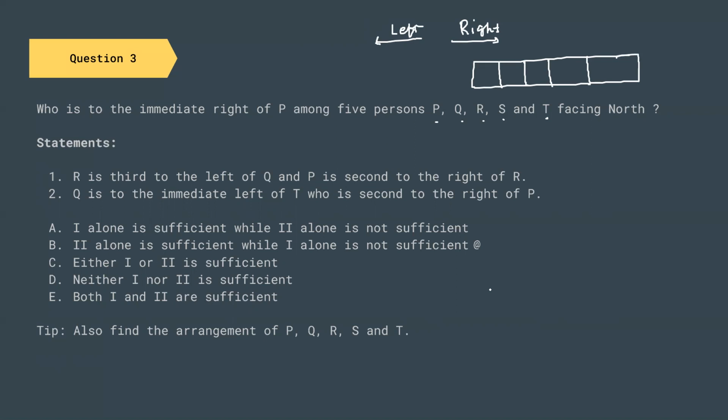Now let us look into the first statement. R is third to the left of Q. So this is Q here, and R is third to the left of Q. So 1, 2, and 3. R is third to the left of Q, and P is second to the right of R. Second to the right of R.